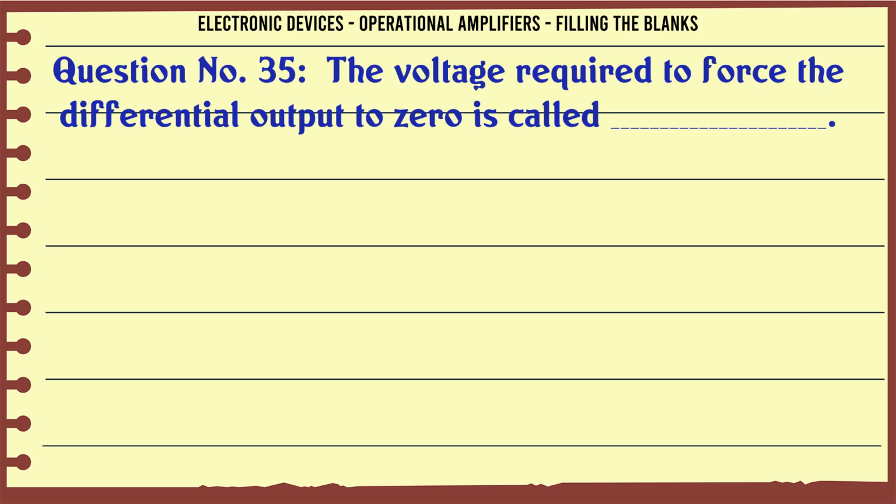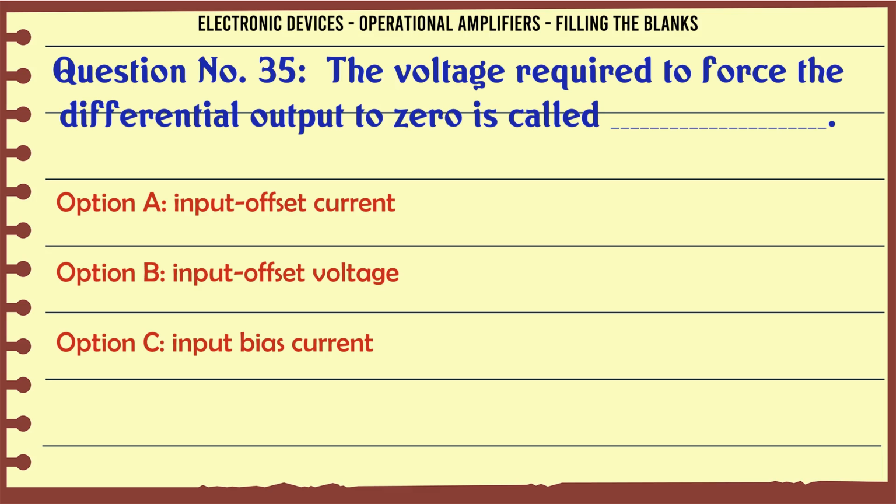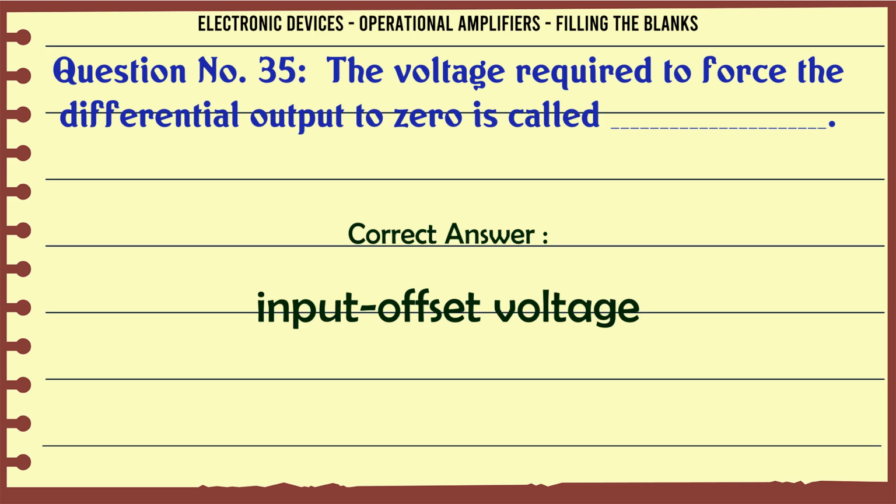The voltage required to force the differential output to zero is called A. input offset current, B. input offset voltage, C. input bias current, D. slew rate voltage. The correct answer is input offset voltage.